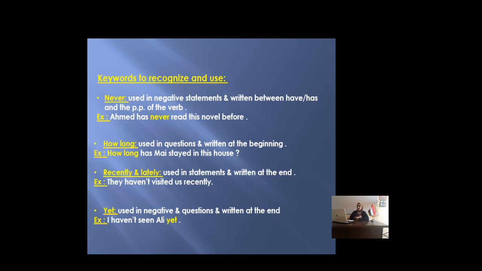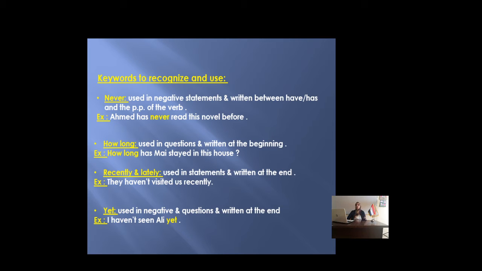Let's go to slide 4. Okay, now, if you see these keywords, you also know that you are talking about the present perfect tense. Here, never. What does it mean? It's used in negative statements and written between have or has and the PP of the verb. So, it's also inside the sandwich. Ahmed has never read this novel before. It means that he didn't read it before this time.